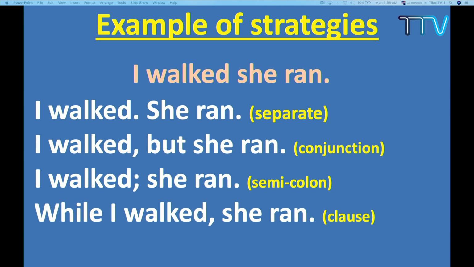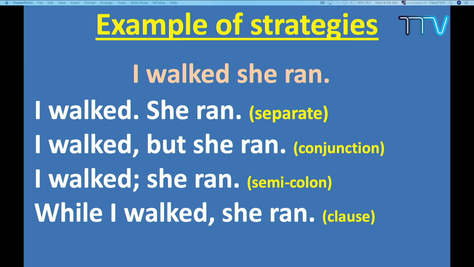Now, let us try to correct it. How are we going to correct it? I told you there are four different strategies. First one, you separate. "I walked." Full stop. "She ran." So that's the correction.